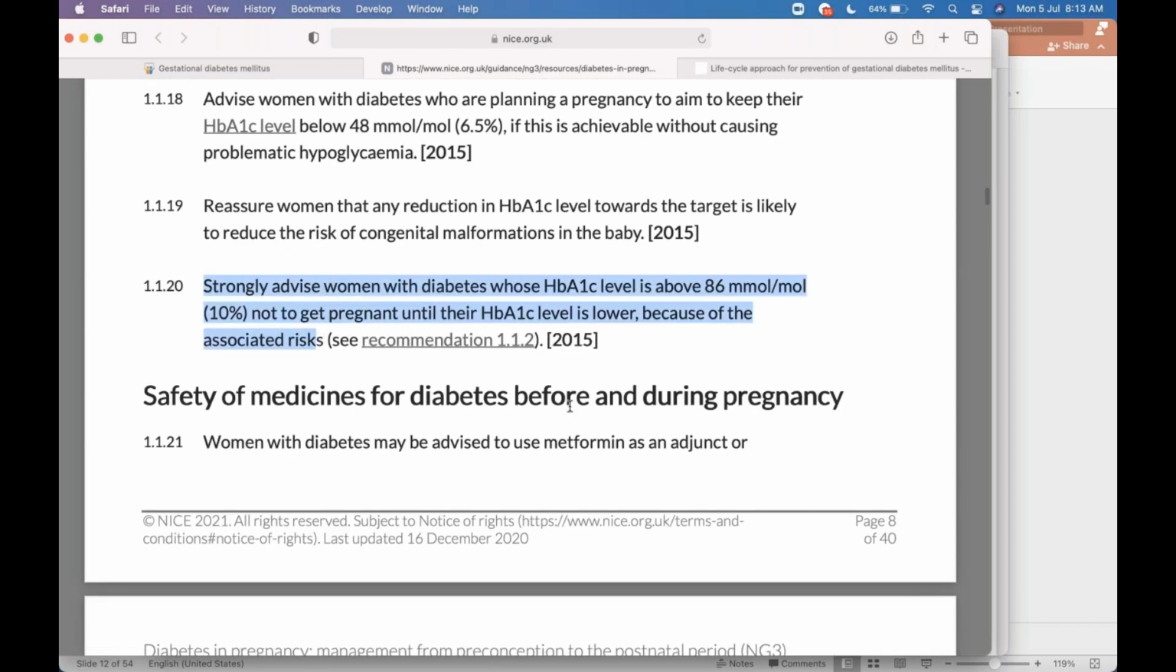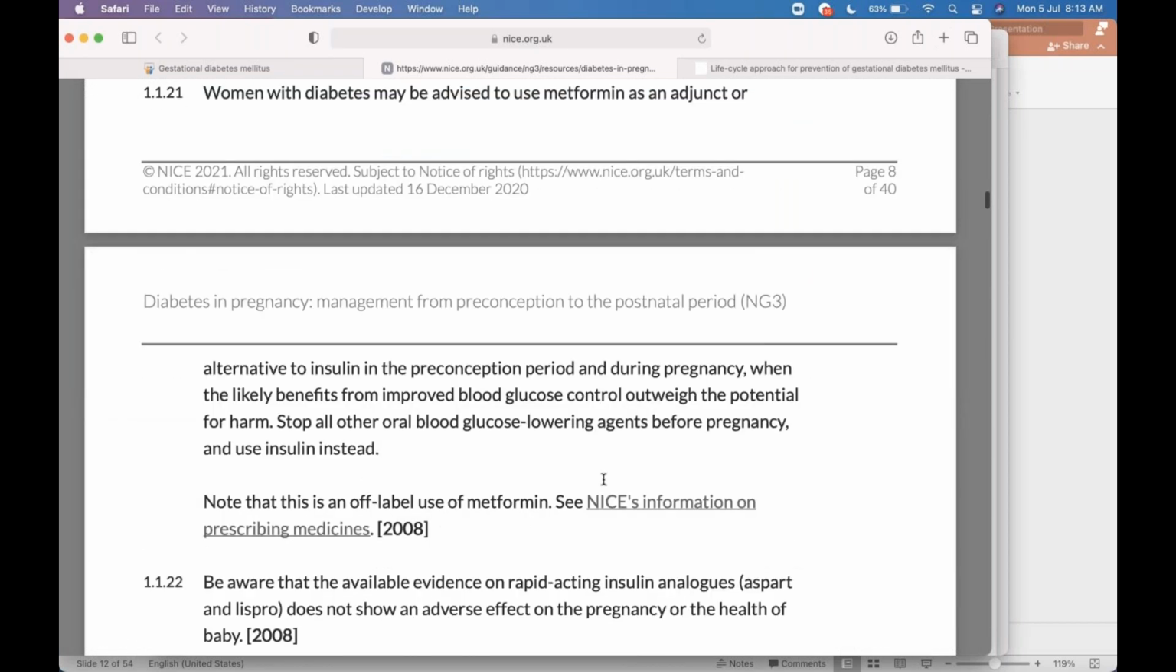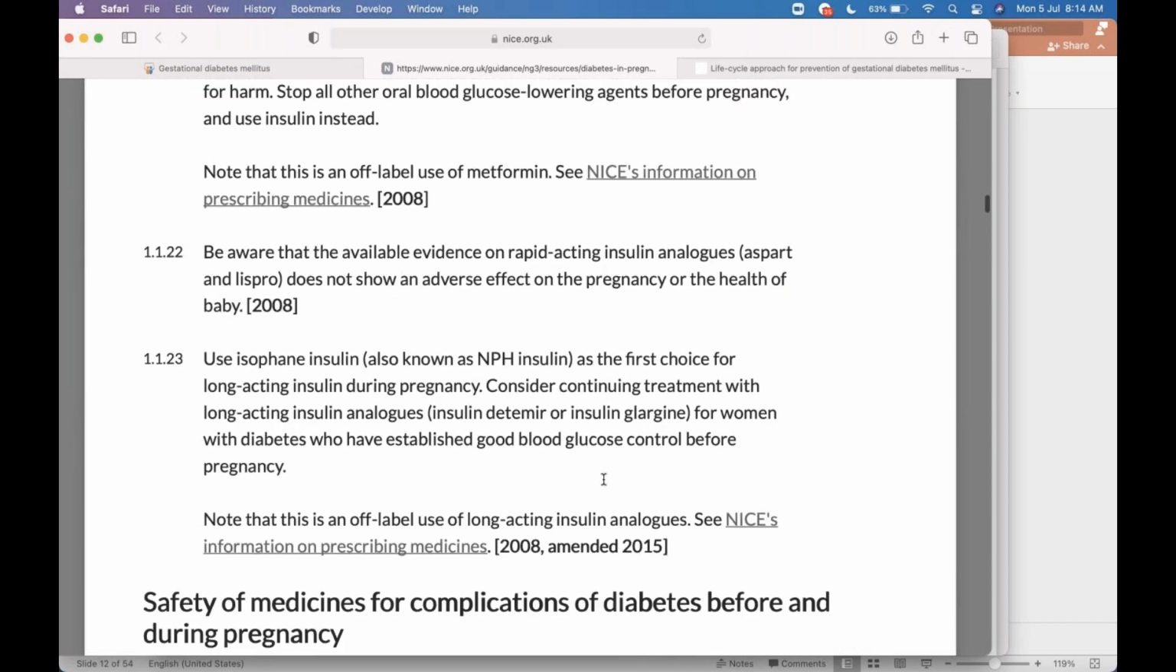That is why if the HbA1c is already above 10%, that is 86 millimole per mole, then we will not advise her to get pregnant until the HbA1c is lower, because of the associated risk, as we mentioned, congenital abnormalities and miscarriages. So these are the points, and folic acid 5 milligram is extremely important.